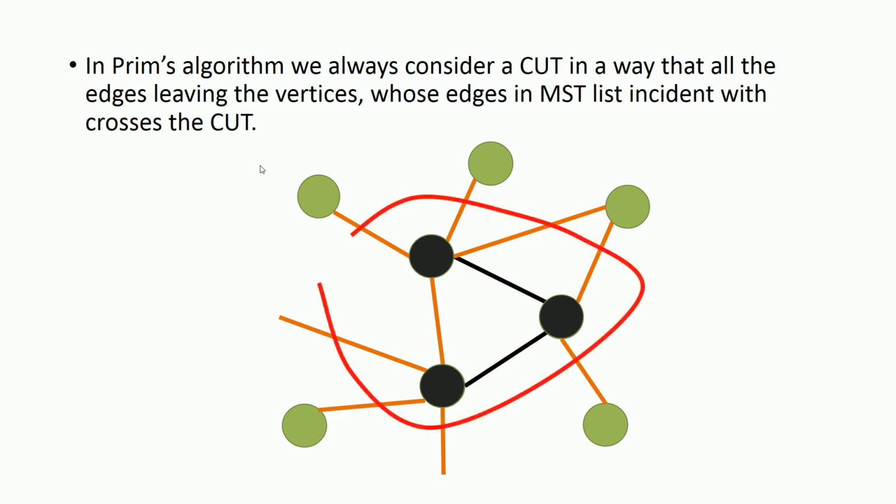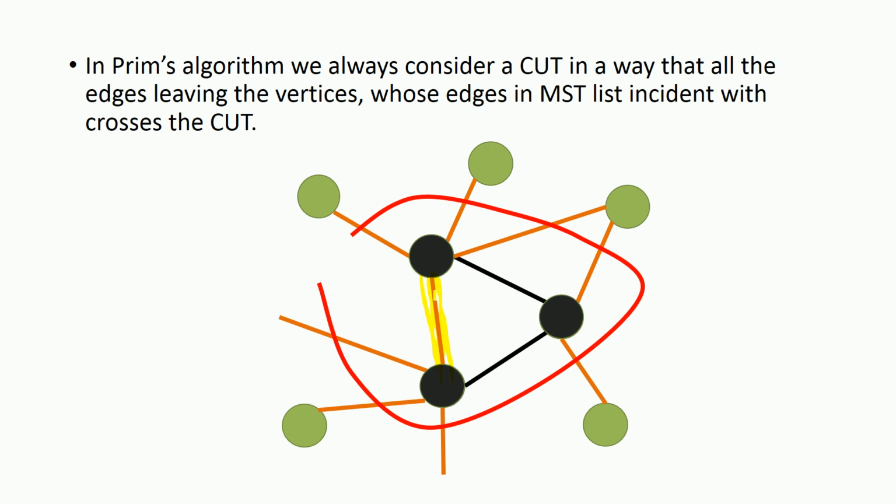Now here I have not considered the edge between these 2 vertices. Let me highlight it for you. I haven't considered the edge between these 2 vertices because both the end vertices of this edge are currently incident to edges in the MST, so there's no need to consider this edge.